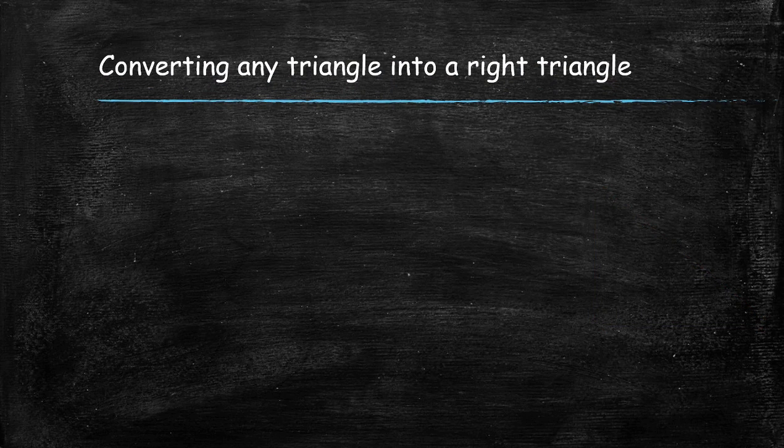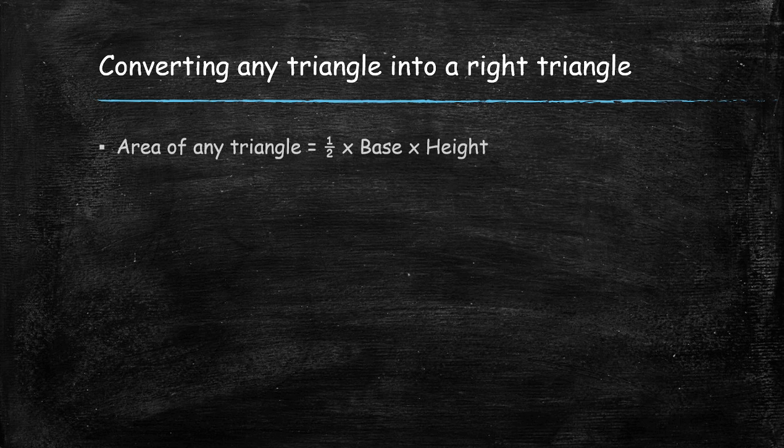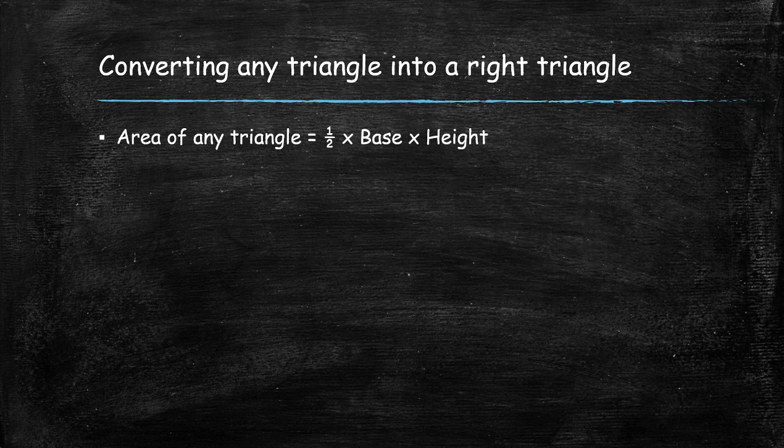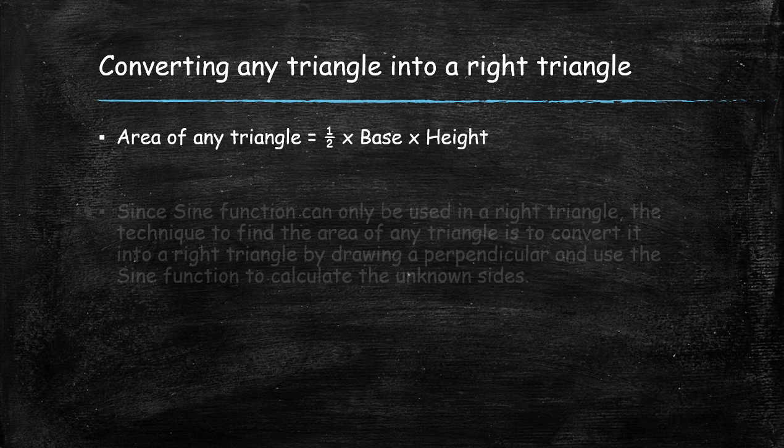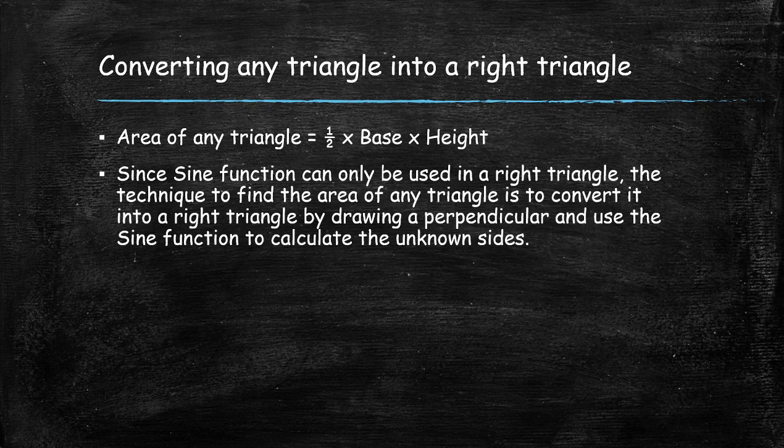Converting any triangle into a right angle triangle. As we know that trigonometric functions can only be used in a right angle triangle, we have to convert other triangles into a right angle triangle. So area of any triangle we can take as half into base into height. The technique to find the area of any triangle is to convert it into a right angle triangle by drawing a perpendicular and use the sine function to calculate the unknown sides.